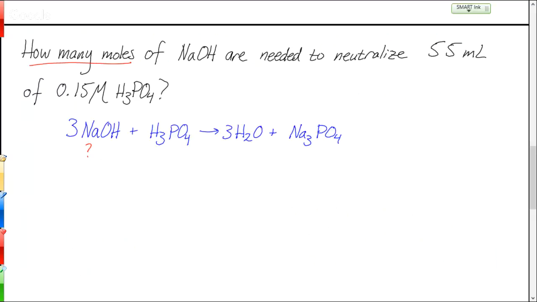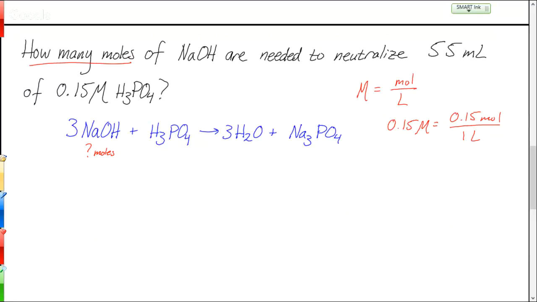So we want to solve for the number of moles of this, but we haven't actually been given exactly the other one. We've just been given enough information to find it. So we have to remember that molarity equals moles per liter. So how many moles in a liter? If the molarity is 0.15 molar, that means there are 0.15 moles of whatever the solute is in a liter of solution. That's that definition.